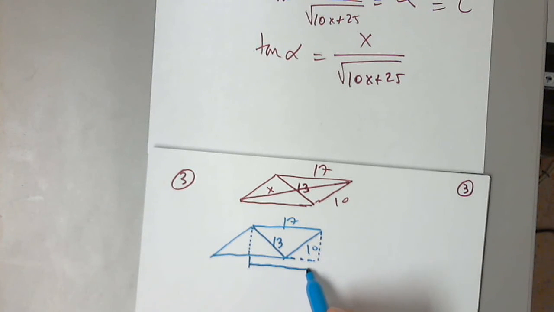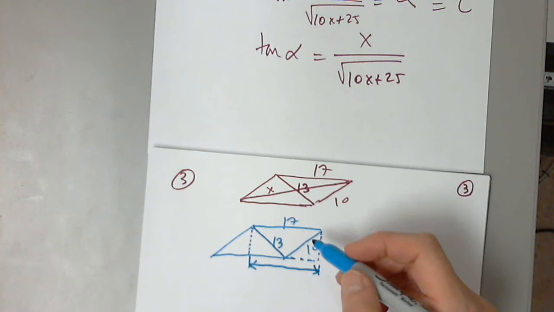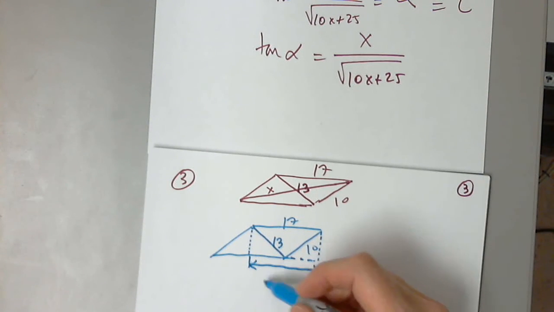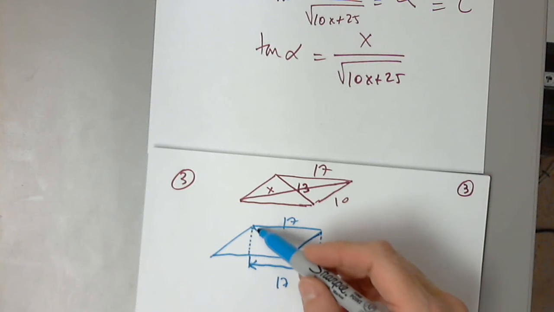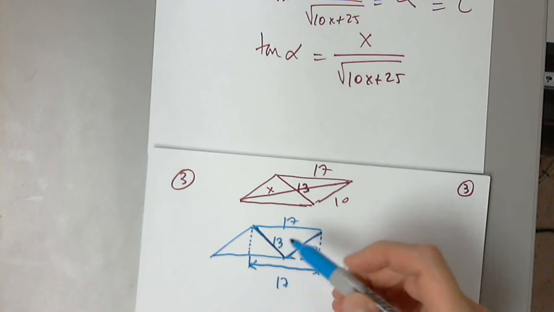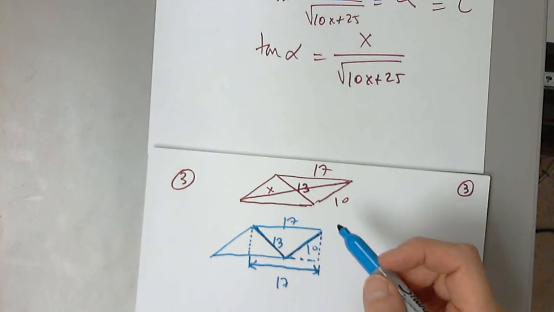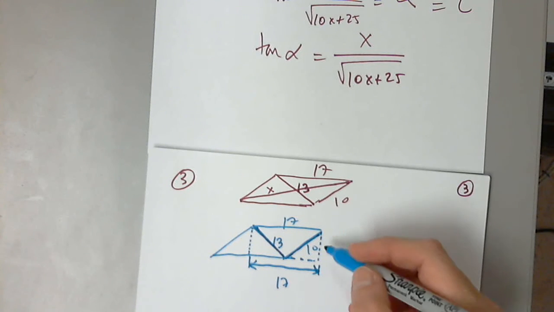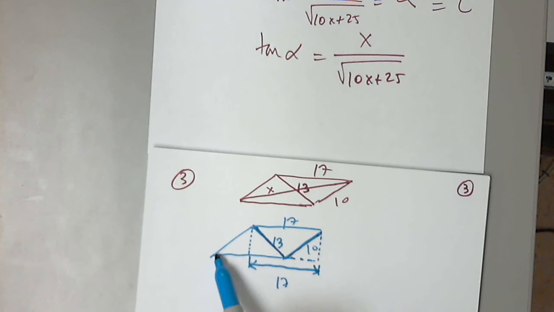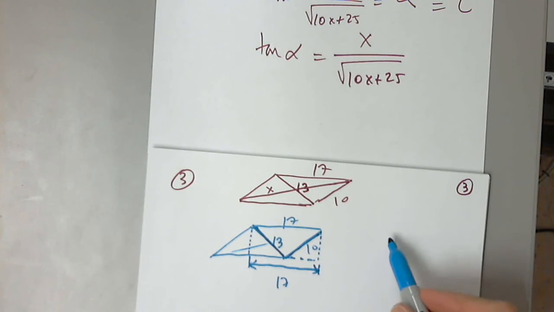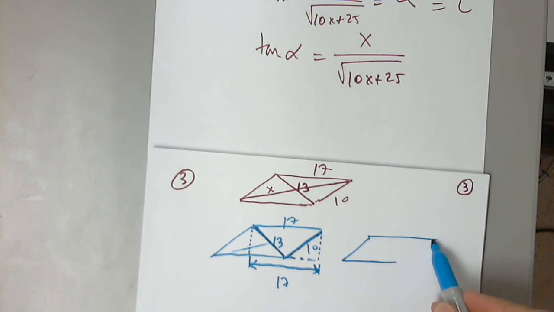I'm just thinking right now. I'll explain in a moment, I'm just thinking about it. So this is 10, this must be 17, this is 10, this is 13. So the question is this. That's what we want to determine.